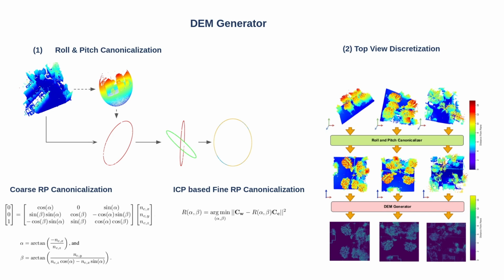We do so by first performing a coarse roll and pitch canonicalization by trying to align the canonical plane with the z-axis, and then performing ICP with this coarse canonicalization result as our initialization. Afterwards, we convert the point cloud into a DEM by discretizing over the entire point cloud and flattening a 3-dimensional structure into a 2-dimensional DEM.